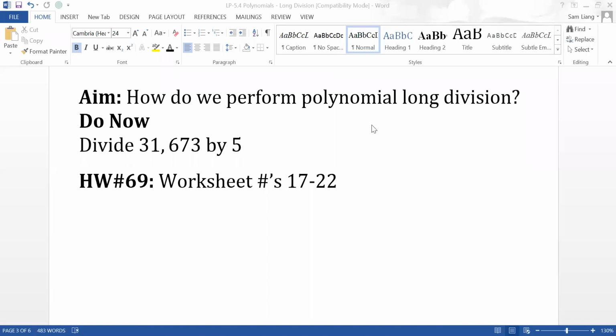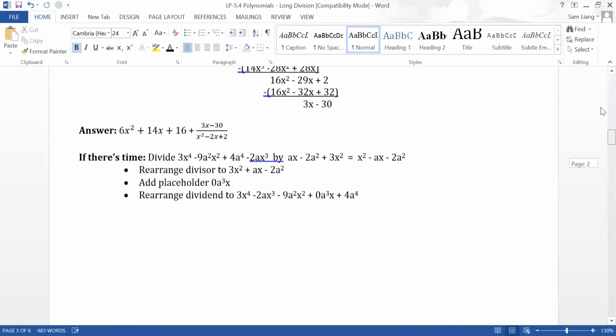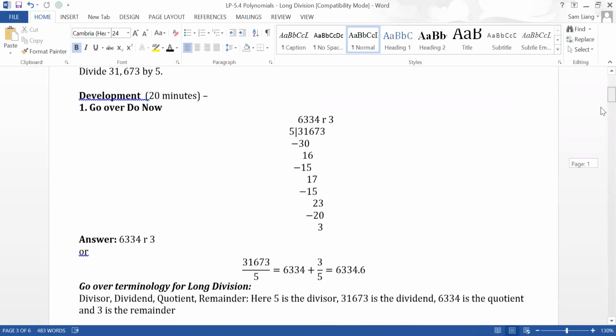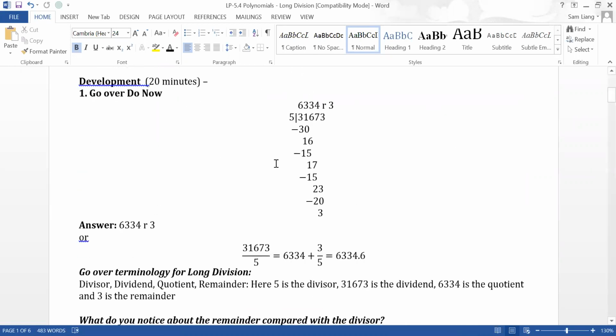Okay, so let me pause you here. Let me scroll up for the answer, and then if I can get a volunteer to go through the solution. So the final answer was 6,334. That's the quotient, and the remainder is 3. You could also write this answer as 6334.6, right? Because 6334 is the quotient plus 3 over 5, that's 0.6.